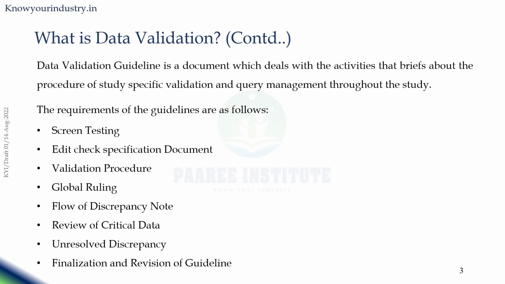Then next comes the data check specification document, which is going to be a time saver while performing the data entry, because all logical types of discrepancies would be identified and uploaded to the system, and the same needs to be tested. Then the validation procedure, which tells how these things are to be validated. Global ruling we'll discuss in the further slides. Flow of discrepancy notes, what the flow would be and how the discrepancy notes need to be updated. Review of critical data, how to handle the unresolved discrepancies, and finalization and revision of this guideline.